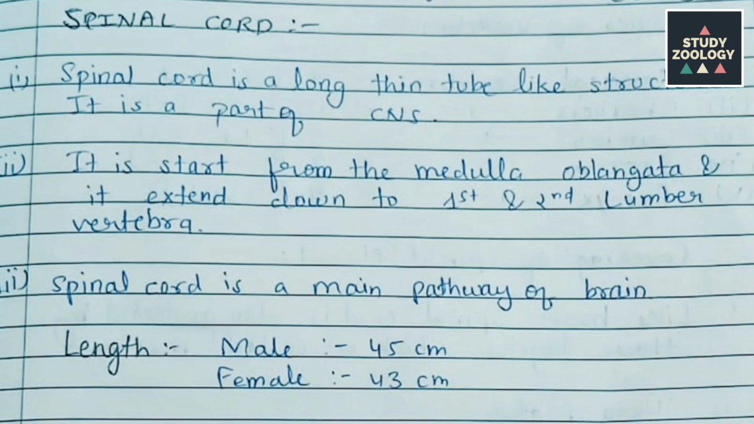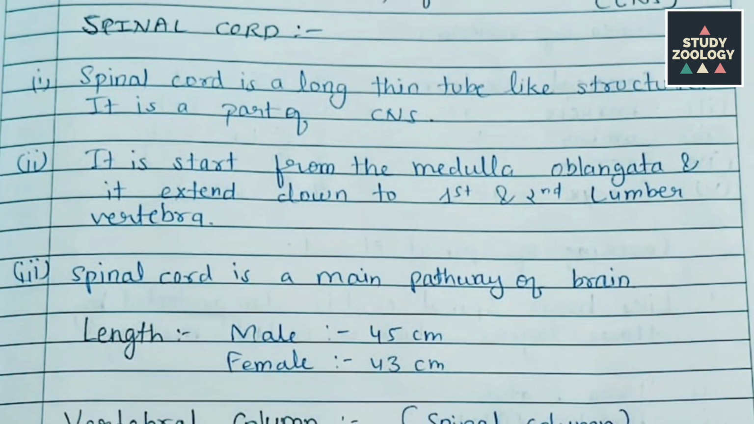The spinal cord is a long, thin, tube-like structure. It is a part of the central nervous system. It starts from the medulla oblongata and extends down to the first and second lumbar vertebra. The spinal cord is the main pathway of the brain. Its length is 45 cm in males and 43 cm in females.